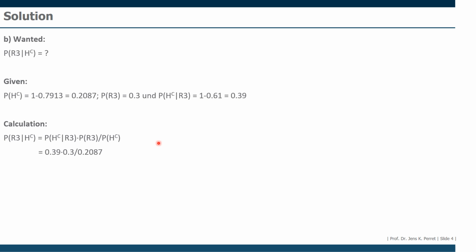Well, we can insert our values into this formula and we get as an end result 56.06%. So the chance that someone ate in restaurant 3 under the condition that he is not satisfied is roughly 56%. Well, so much for part 2. This leaves us with only one part to go.